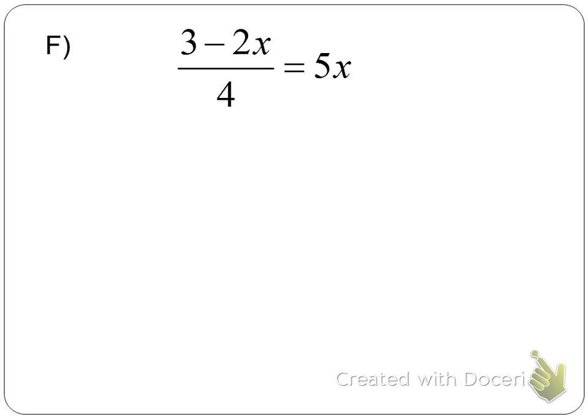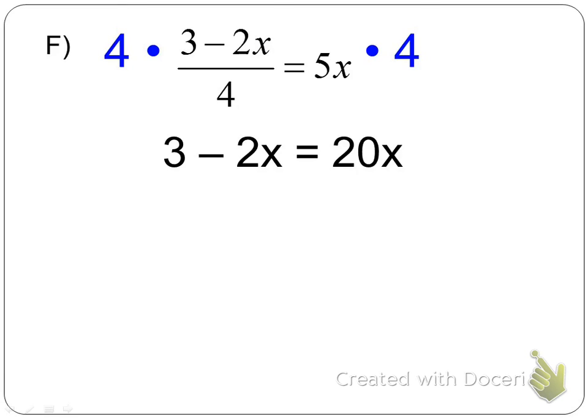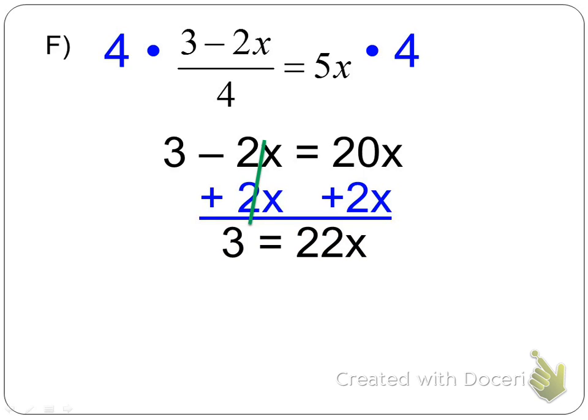What? Yes! You want to get rid of that big dividing by 4 on the left side. You got to get through the bodyguard. You want to get up top where the action's at, okay? So we are going to multiply both sides by 4. That leaves me with 3 minus 2x equals 20x. Yes, I got to get my x's together, so I'm going to add 2x to both sides. So 3 equals 22x.